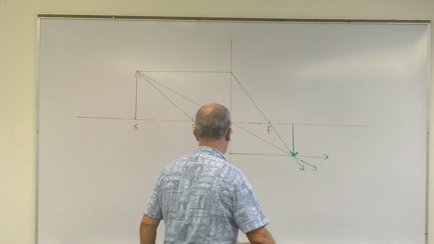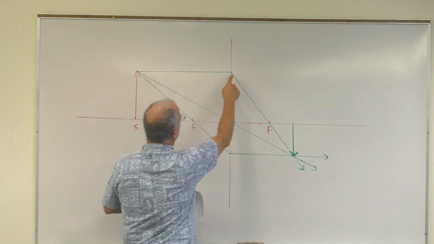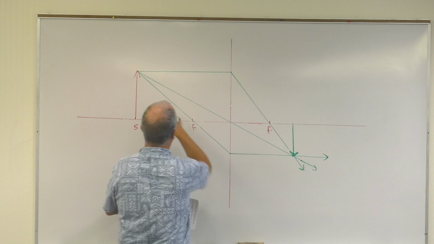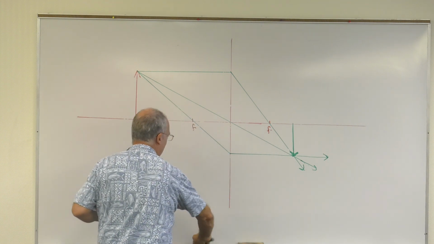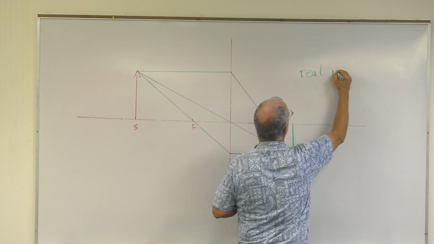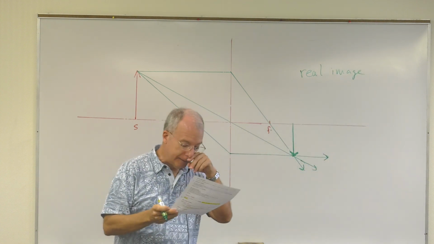Number 1, this is a lens, right? So this is real light. I didn't have to do any backtrack or anything like that. This is real light, so it's a real image, right? No backtracking, no dotted lines.